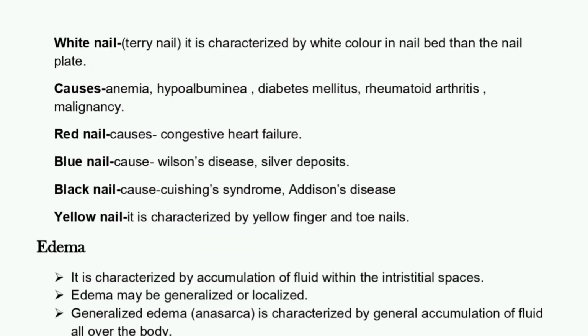White nail, red nail, blue nail. White nail is characterized by white color in the nail bed rather than the nail plate, and it can be caused by anemia, hypoalbuminemia, diabetes mellitus, rheumatoid arthritis. Red nail can be indicative of congestive heart failure. Blue nail can indicate Wilson's disease and silver deposits. Black nail can help to make the diagnosis of Cushing's syndrome or Addison's disease. Yellow nail is characterized by yellow fingers and mostly jaundice.